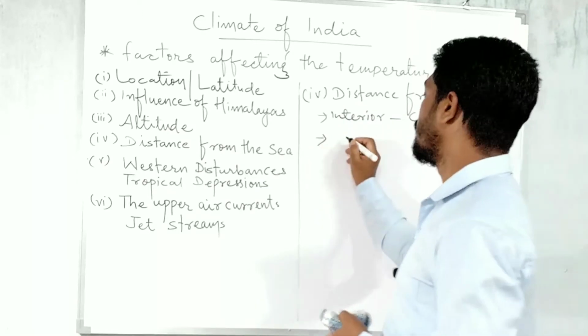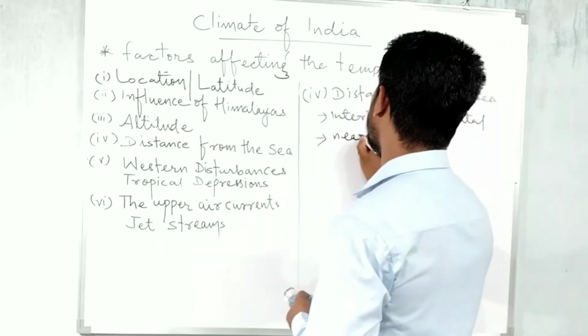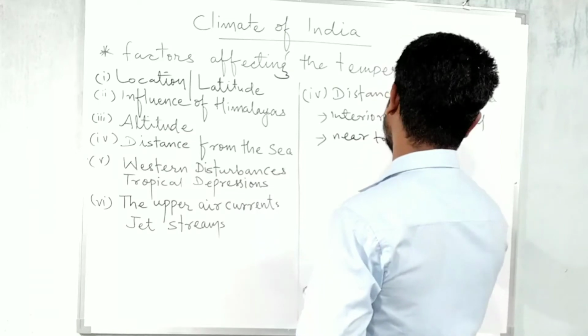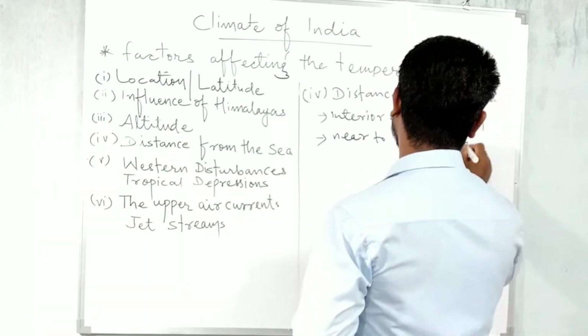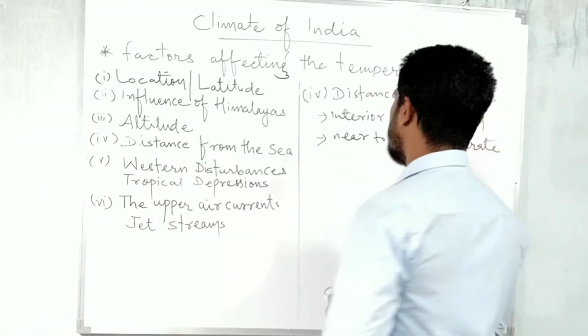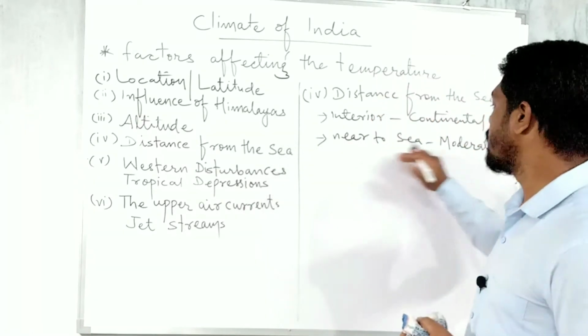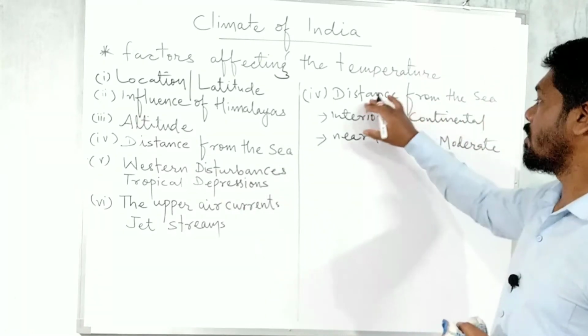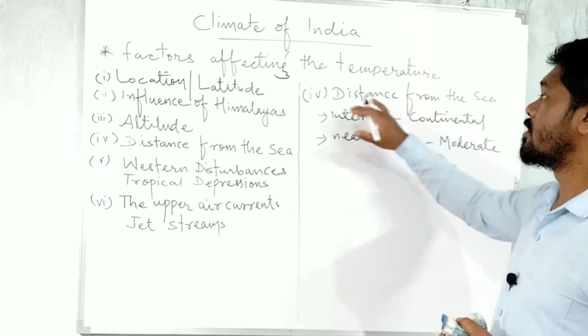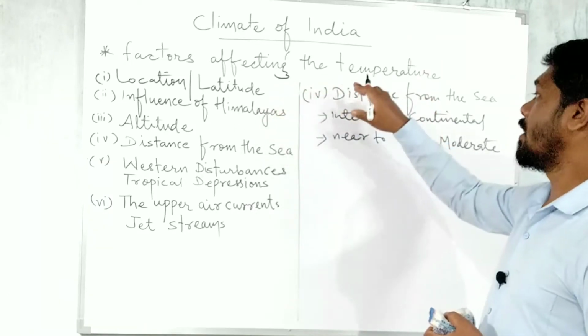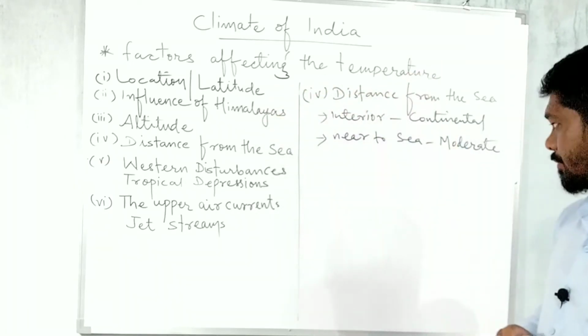Then the places near the sea will be moderate. The places near the sea will be experiencing a moderate climate. So this factor, distance from the sea, makes a difference and affects the climate and temperature of India, right?